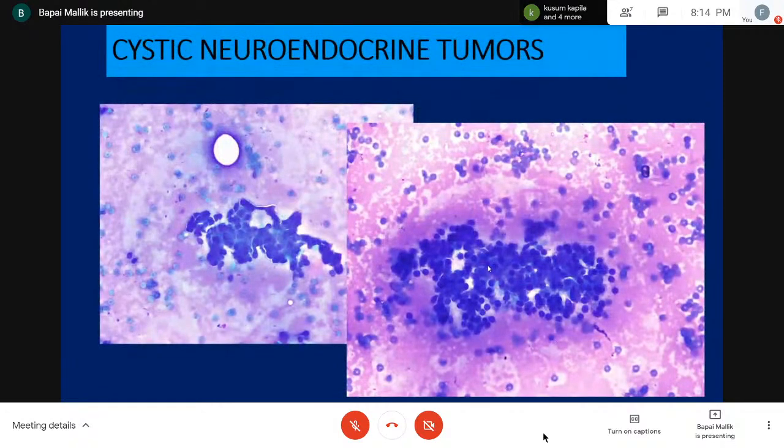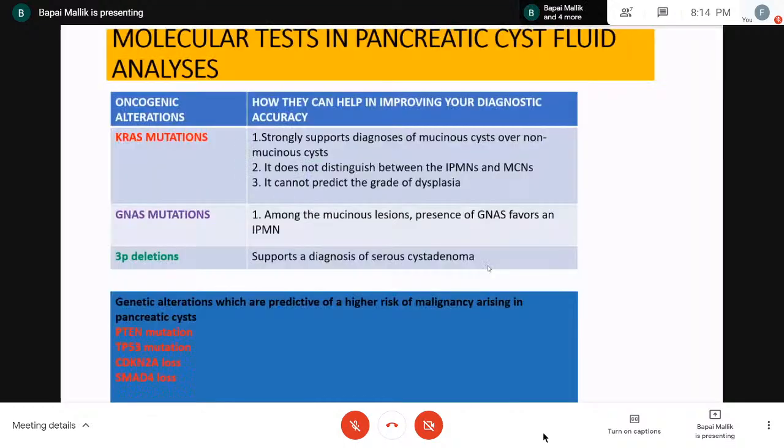And the last one I'm going to talk about as far as cytomorphology is concerned are cystic neuroendocrine tumors. We are going to be dealing with that in detail in the next webinar. Just to remind you, about 10% of neuroendocrine tumors can be cystic, and the other one of course is the SPNs, which can be cystic. So we have to keep that at the back of our mind when dealing with cystic tumors of the pancreas. So what about molecular tests in pancreatic cyst fluid analysis?